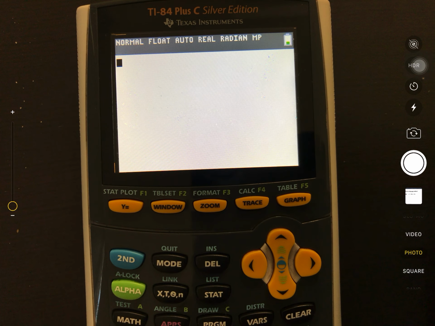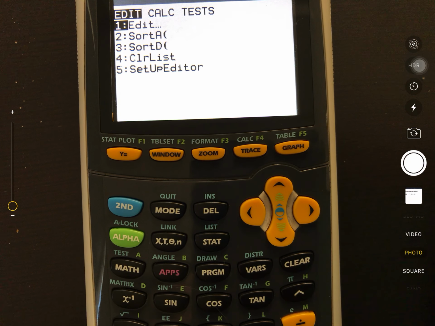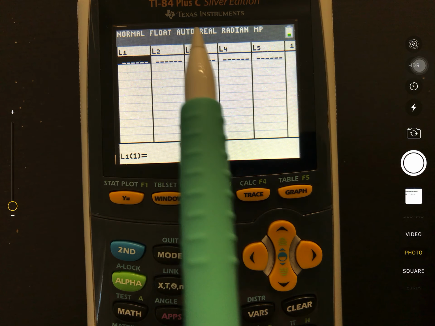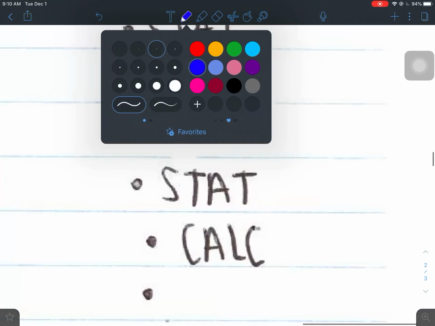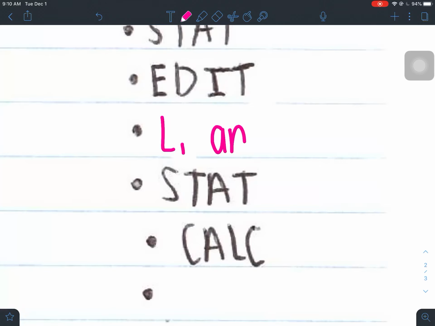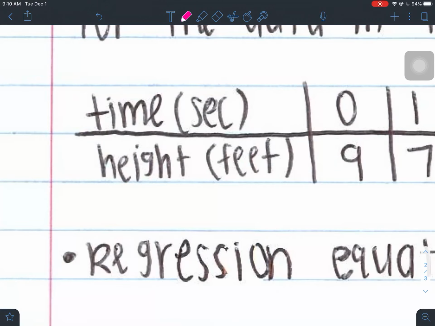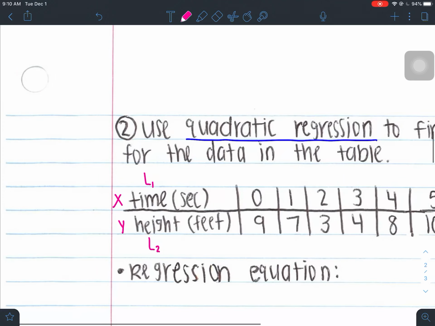Hit clear. All right, so the first thing we're going to do is hit the stat button. The stat button is located right there. And you're going to hit edit because you're going to create your list. You're going to hit enter, and you'll see you have L1 and L2. Remember, L1 is always your X, L2 is always your Y. So that's the third step. After stat and edit, you're going to do L1 and L2. So the question is, which one is X here, time or height? Time is always X, so that means Y must be our height. So L1 is going to be your time column, and then L2 is going to be your height here.